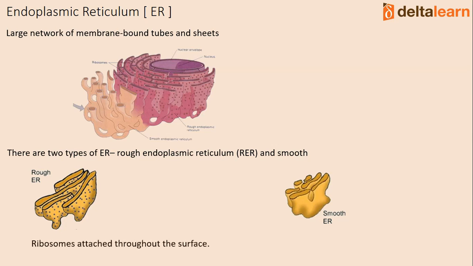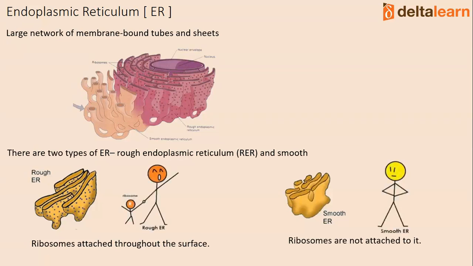RER looks rough under a microscope because it has particles called ribosomes attached to its surface. And absence of ribosomes is smooth endoplasmic reticulum. Rough endoplasmic reticulum is the site for protein synthesis and smooth endoplasmic reticulum is a site for lipid synthesis.